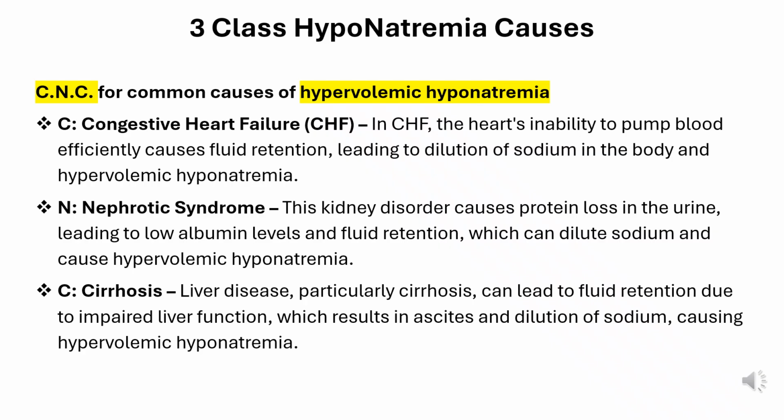This kidney disorder causes protein loss in the urine, leading to low albumin levels and fluid retention, which can dilute sodium and cause hypervolemic hyponatremia. C: Cirrhosis. Liver disease, particularly cirrhosis, can lead to fluid retention due to impaired liver function, which results in ascites and dilution of sodium, causing hypervolemic hyponatremia.